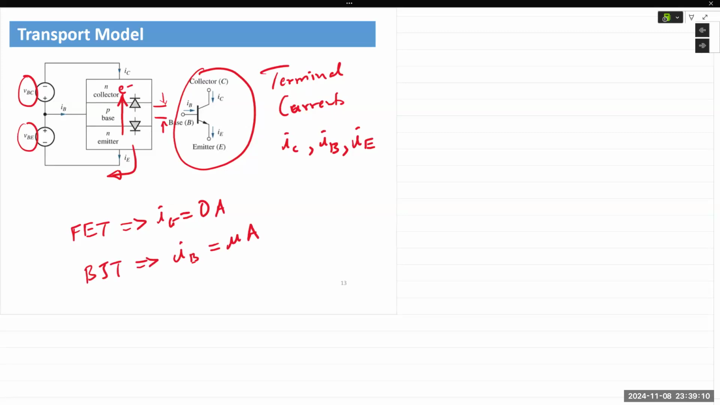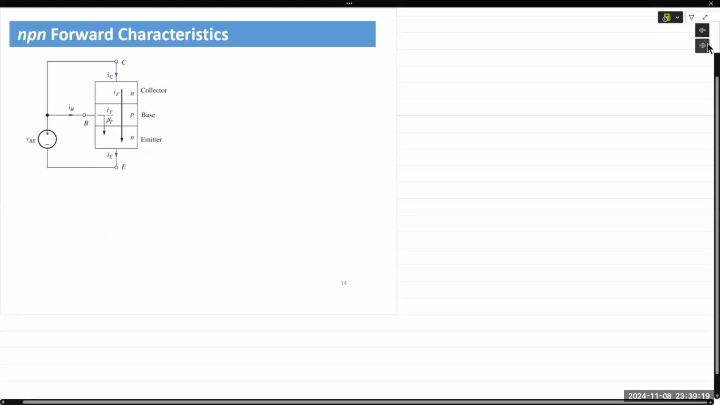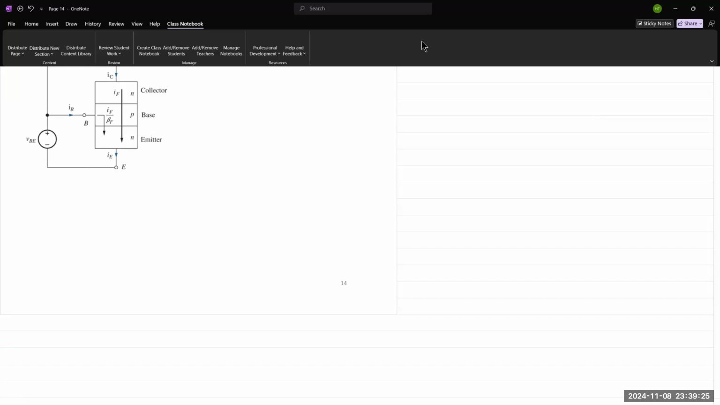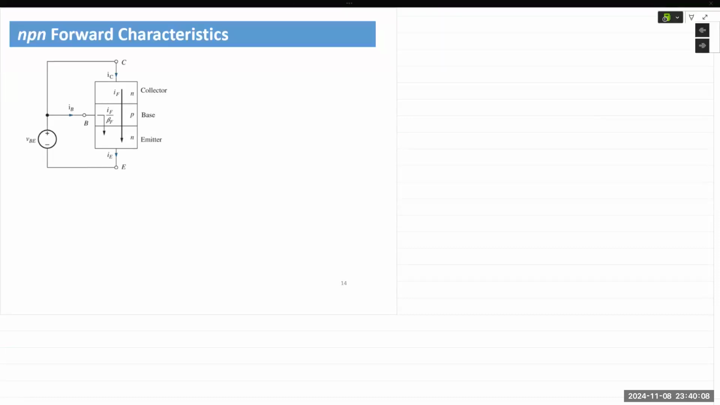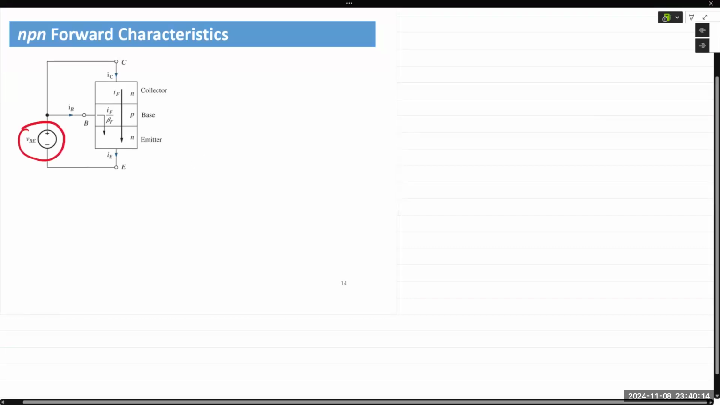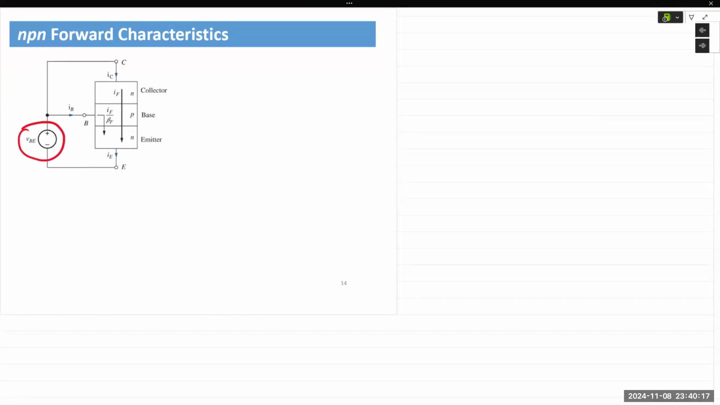So let's see, we'll define both forward as well as reverse characteristics based on the power supplies that are connected. So in the forward characteristics, VBE is applied to the base and emitter, which forward biases the base emitter junction. And we are shorting the collector and the base. And so VCB is equal to 0. VCB or VBC, if you will, is equal to 0.